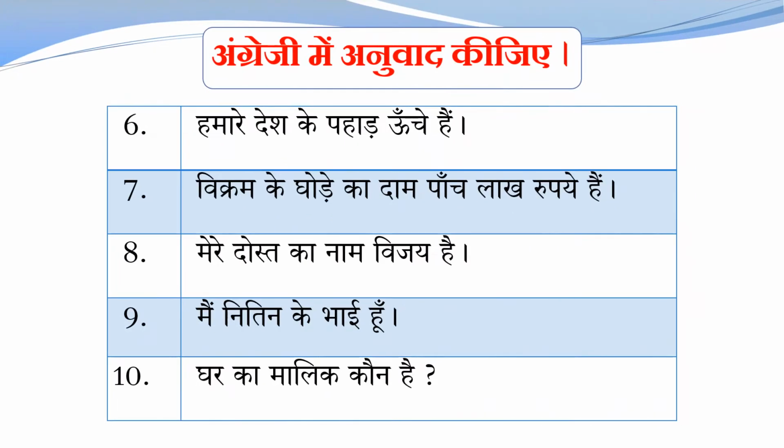Sixth one, Hamare desh ke pahad unche hain. Seventh, Vikram ke ghode ka dam 5 lakh rupaye hain. Eighth, Mere dost ka naam Vijay hai. Ninth one, Main Nitin ka bhai hoon. Tenth, Ghar ka malik kaun hai?